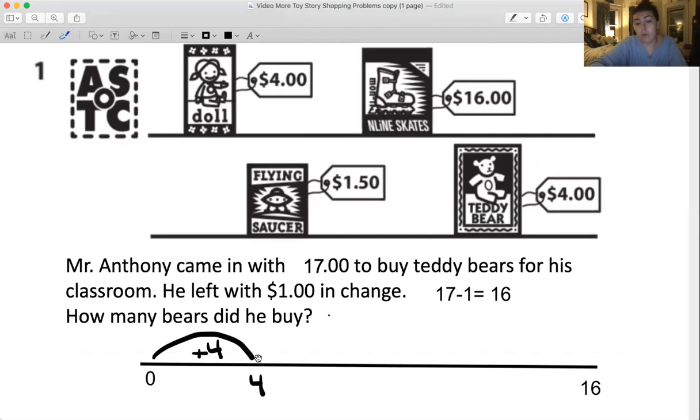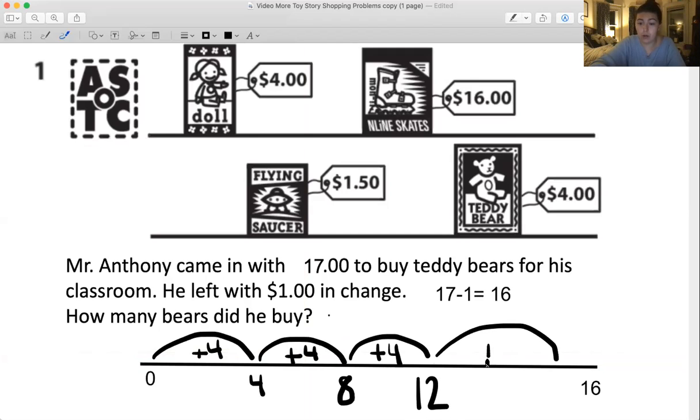Now I'm going to jump 4 more. What is 4 plus 4? 4 plus 4 is 8. So I know this lands on 8. Now I'm going to jump 4 more because I'm not at 16 yet. What is 8 plus 4? 12. And now I'm going to make 1 more jump of 4 to see if I can get to 16. Because I'm close. I know 12 and 16 are pretty close. What is 12 plus 4? It's 16. So I'm going to just circle this because I know that that goes all the way.